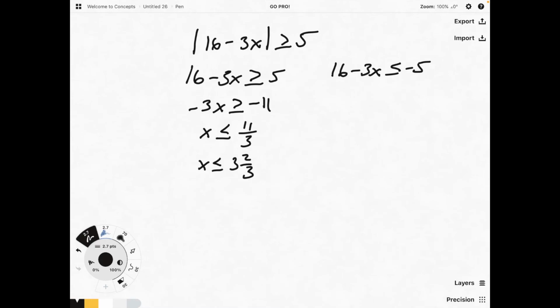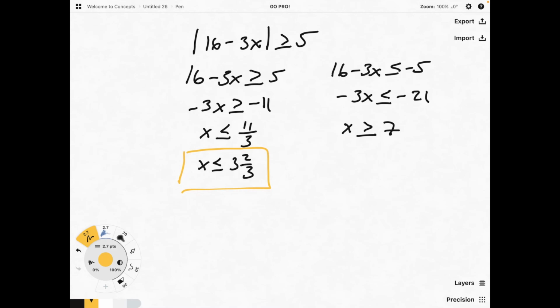Looking at our next inequality, we have 16 minus 3x, which is less than or equal to negative 5. Again, we move the 16 over to one side. We get negative 3x, which is less than or equal to negative 21. We're going to divide by negative 3 to get the x by itself. We need to flip that inequality sign because we are dividing by that negative. A negative divided by a negative gives us a positive. 21 divided by 3 is 7. And these are our two answers.